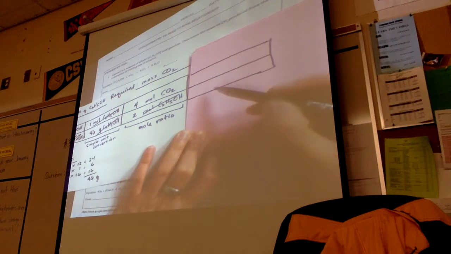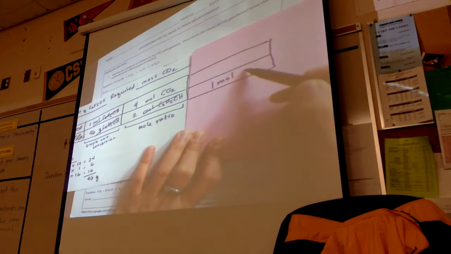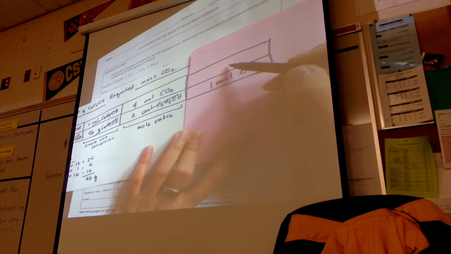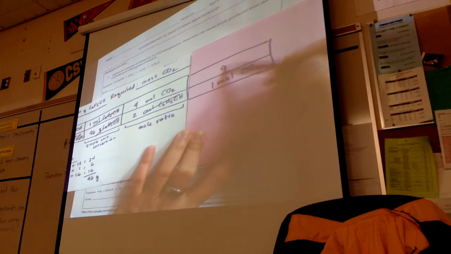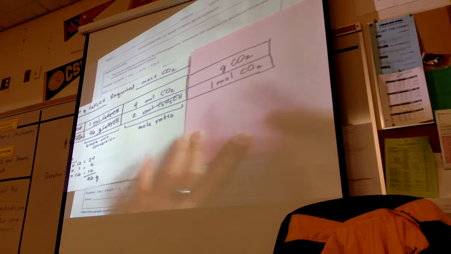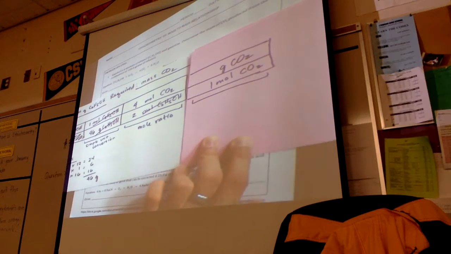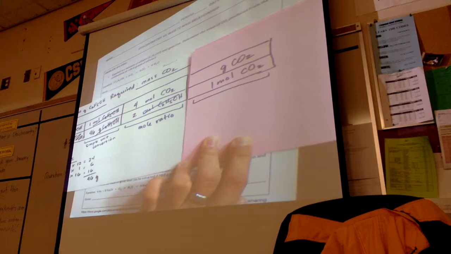1 mole of what? CO2. And what on top? What do we want to find? Grams of CO2. If you notice this part right here, they are both CO2. So are we doing stoichiometry or simple unit conversion? Simple unit conversion.